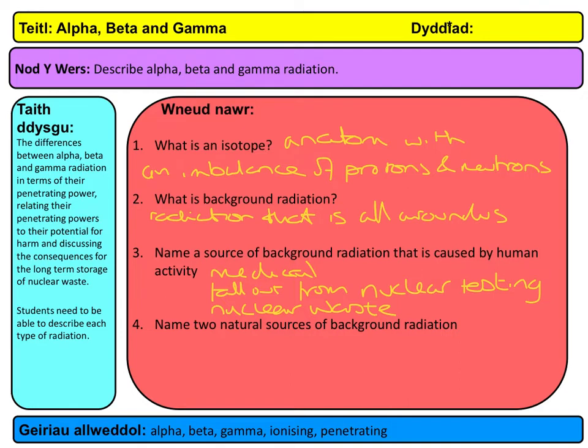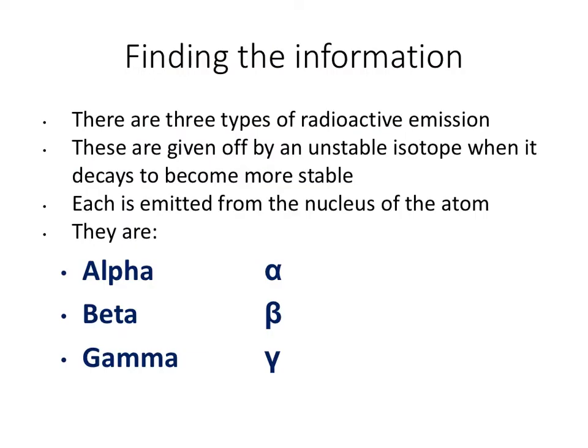Okay, 2 natural sources of background radiations. So we could have plants, cosmic rays, food and drink, and then rocks and soil. Okay, and obviously those rocks are used to make building materials. Okay, so we're going to move on to, make sure you got those written in your booklet, and then we'll move on to finding out about alpha, beta and gamma.